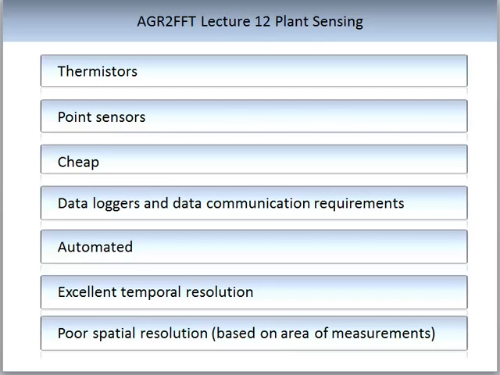They tend to be used in research settings rather than from a commercial framework. This is not because of their cost or the data interpretation, but rather due to the fact that they only measure a small area of the leaf temperature.